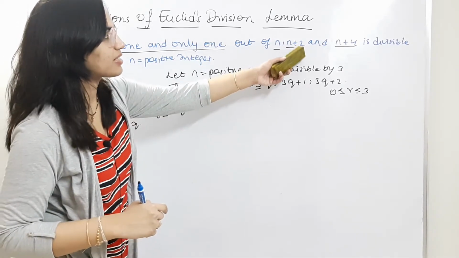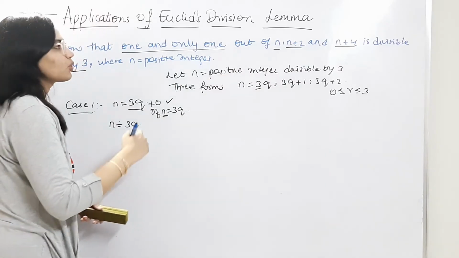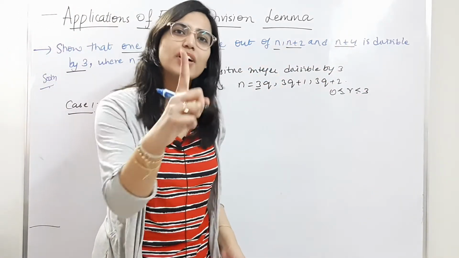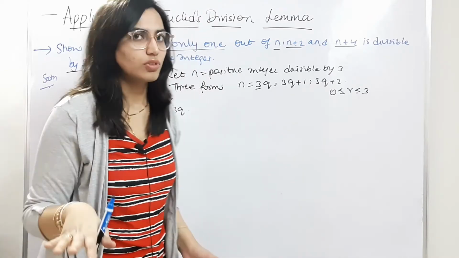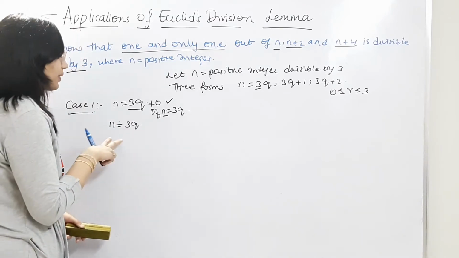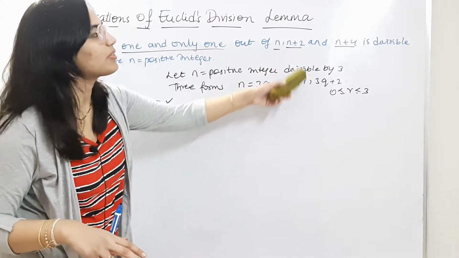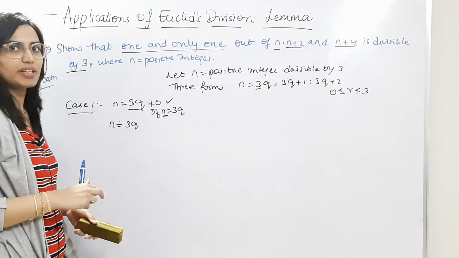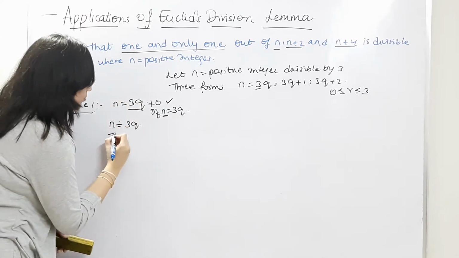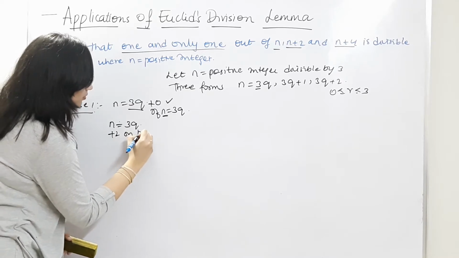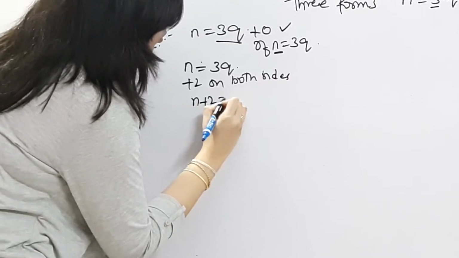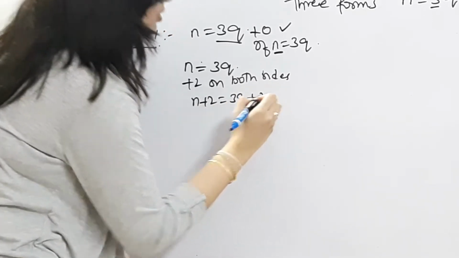Right. We have the next one to prove as n plus 2. We have to show that out of n, n plus 2, n plus 4, only one is divisible by 3 and not all. In this case, we did prove that n is divisible by 3, but we also have to show that n plus 2 and n plus 4 are not divisible by 3. In that case, how do we get the form n plus 2? We'll add 2 on both sides. So we get n plus 2 is equal to 3q plus 2.